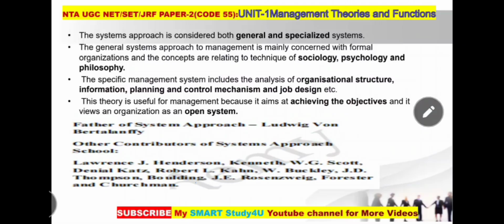The father of the system approach is Ludwig von Bertalanffy. Other contributors of the system approach school are Lawrence J. Henderson, Kenneth W. E. Scott, Daniel Katz, Robert L. Kahn, W. Buckley, J. D. Thompson, Boulding, J. E. Rosenzweig, Forrester and Churchman.